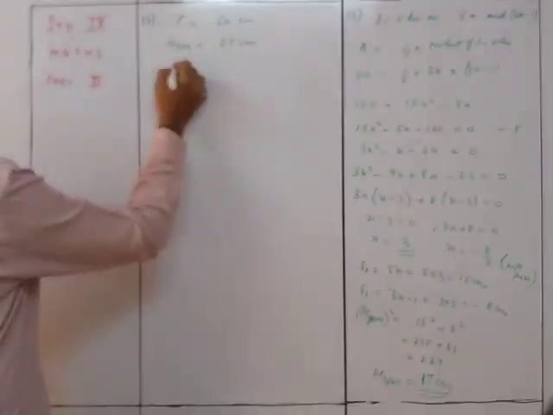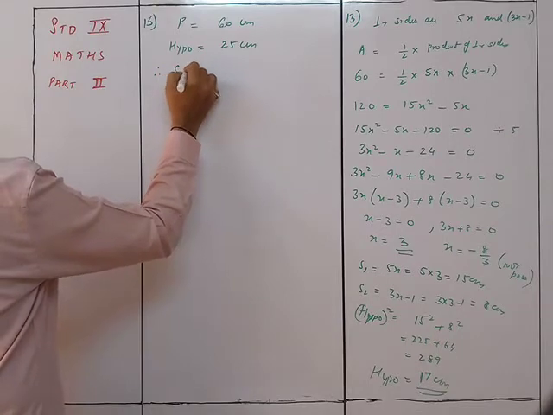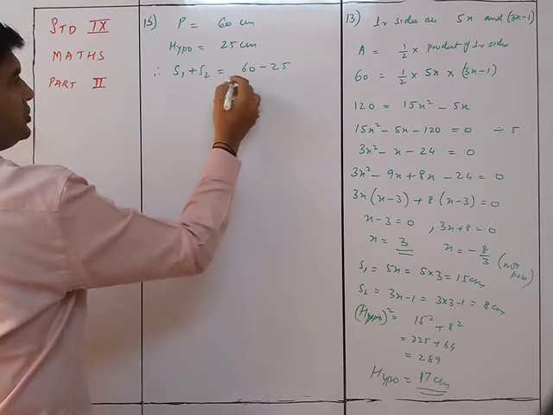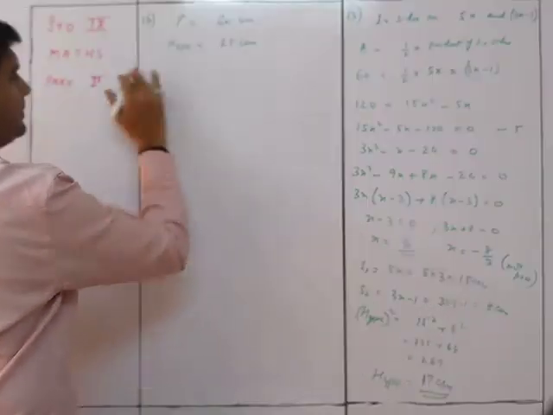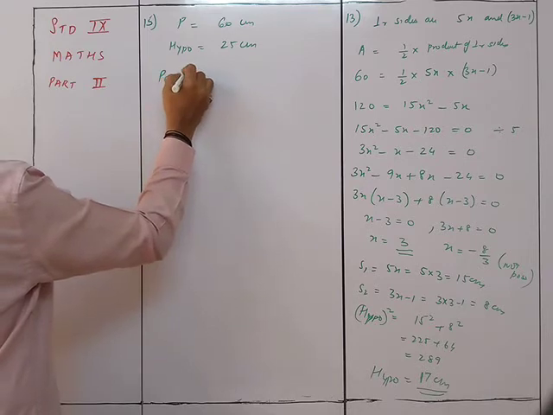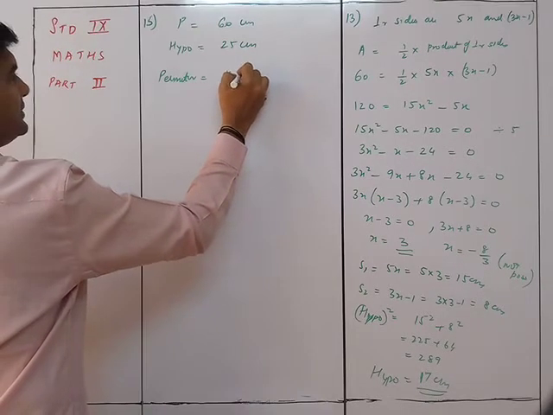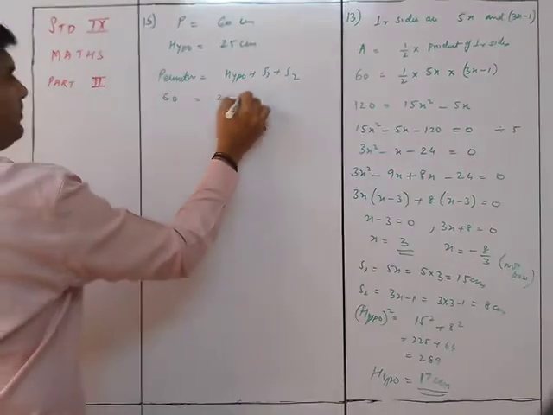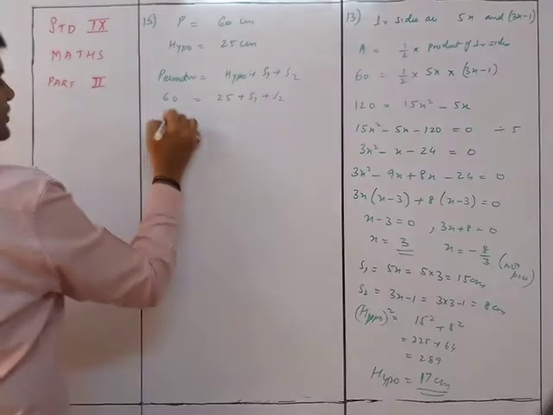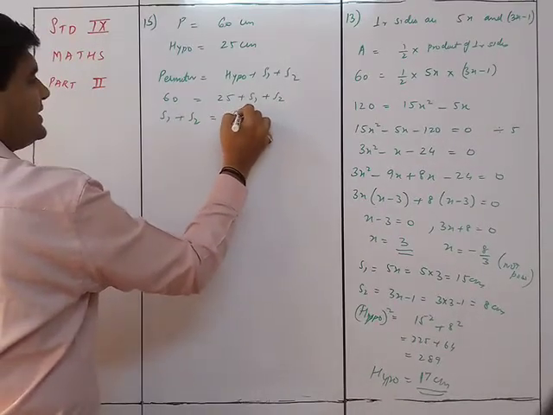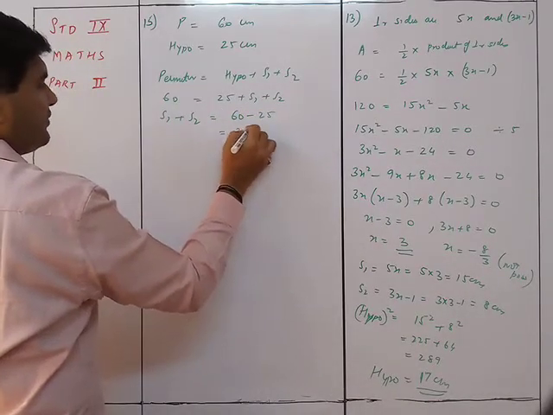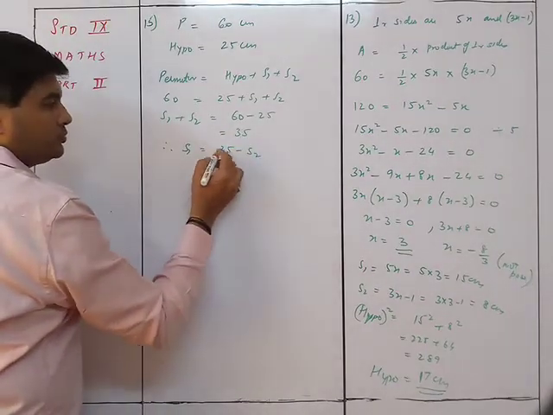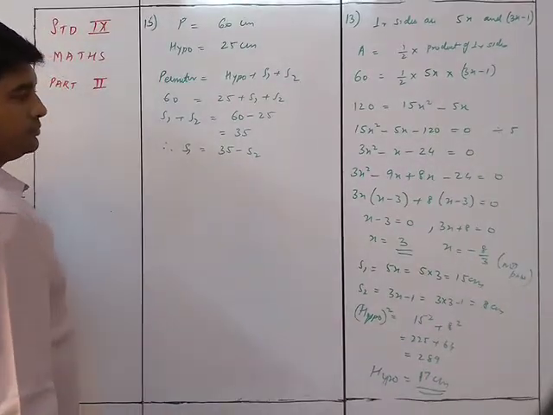So therefore, side 1 plus side 2 is equal to 60 minus 25, or we can write down over here, perimeter is equal to hypotenuse plus side 1 plus side 2. So 60 is equal to 25 plus S1 plus S2. So S1 plus S2 is equal to 60 minus 25 is equal to 35. Therefore S1 is equal to 35 minus S2. Got it?